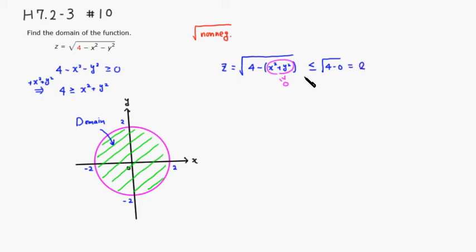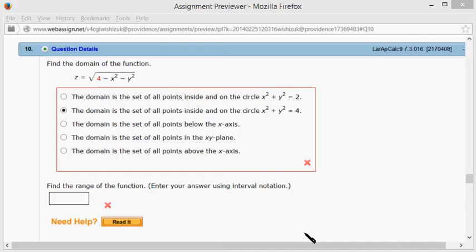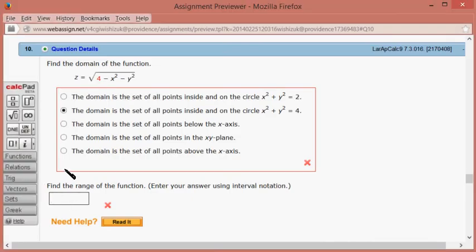Also, the smallest this function can get is, since it's a positive square root, always greater than or equal to 0. Which means that the range is going to start from 0, and the biggest value you can get is 4. So it's a closed interval from 0 to 4. All right, so let's type that in. Range is a closed interval from 0 to 4.